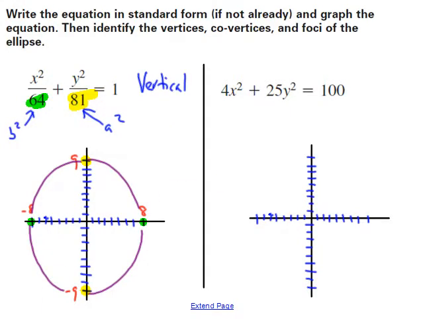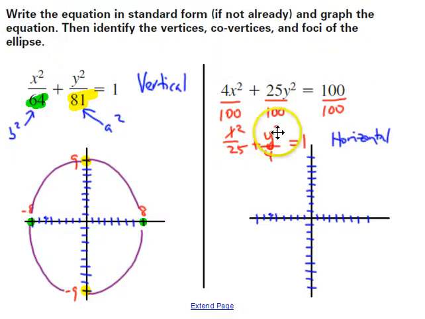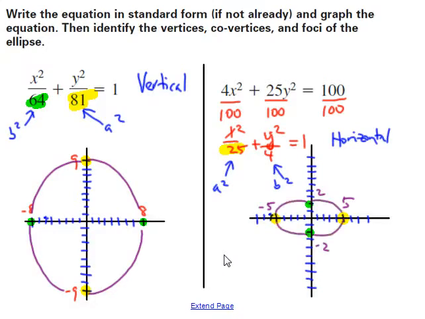Okay, again, I'm going to assume that you did that. Again, reminder, you can't apply any of these rules unless that's equal to 1. So divide it away. Once you do, you've got x squared over 25 plus y squared over 4 equals 1. That makes it a horizontal ellipse. This is the larger number. A squared is 25, a is 5, b squared is 4, b is 2. So there are the points 5 and -5, and the points 2 and -2. You connect them, and you've got your ellipse.